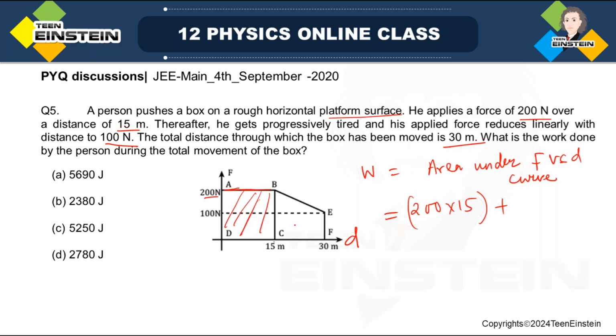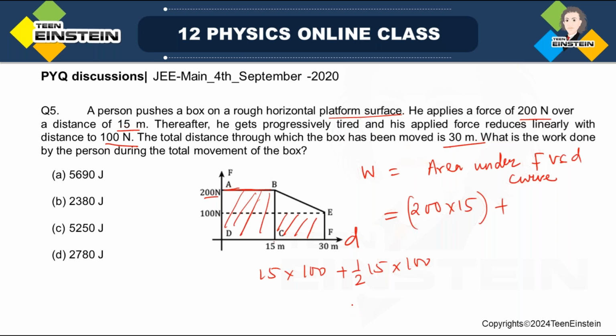We can do it in two ways actually. I can find this first. This is a rectangle, this is a triangle. Let me just find that. So this rectangle is 15 into 100 plus half into base into height. Height is 100 again.